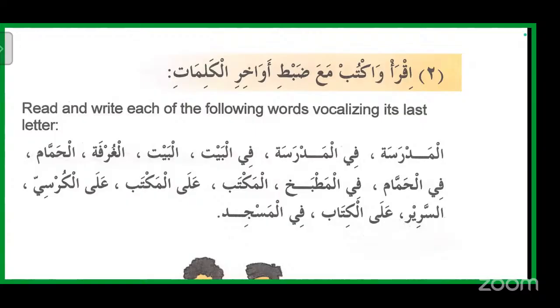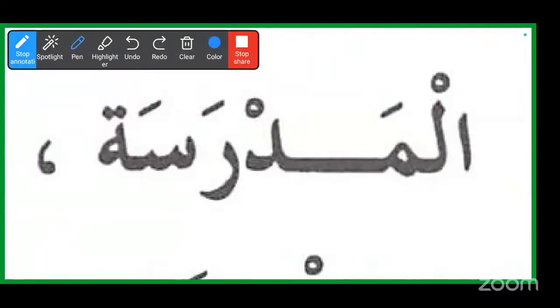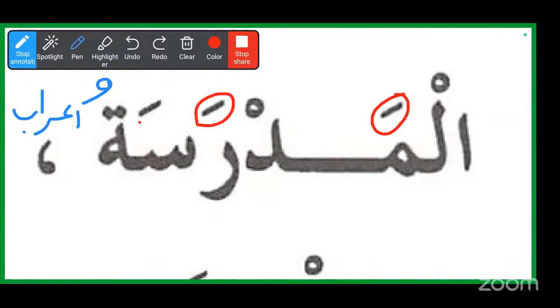Let me tell you something here about a very basic thing. What is the difference between i'rab and harakat? So al-madrasatu. In this word, the i'rab is this dhamma. All the other things are just harakat. Like this, this is all harakat. Difference between harakat and i'rab.